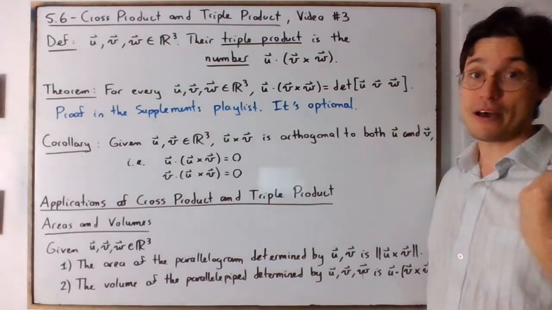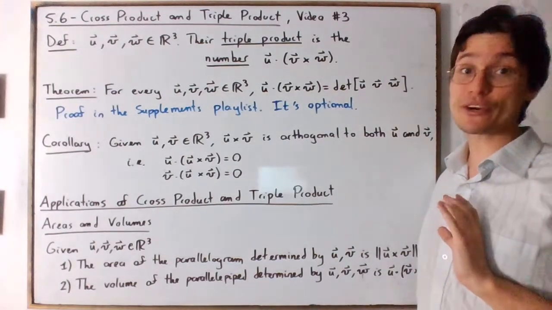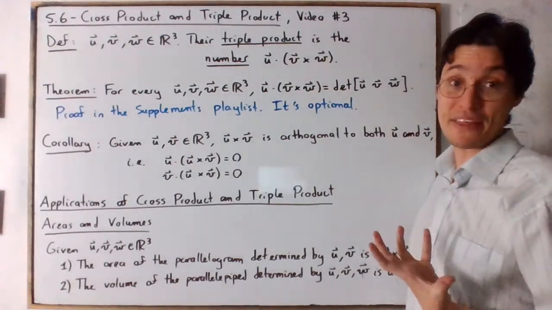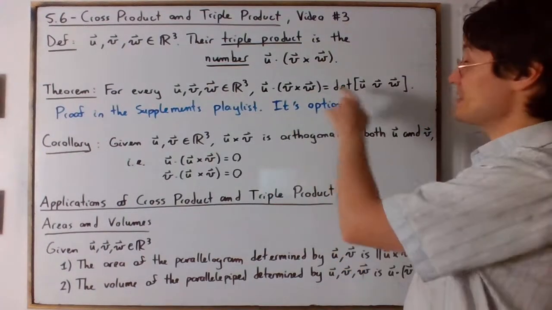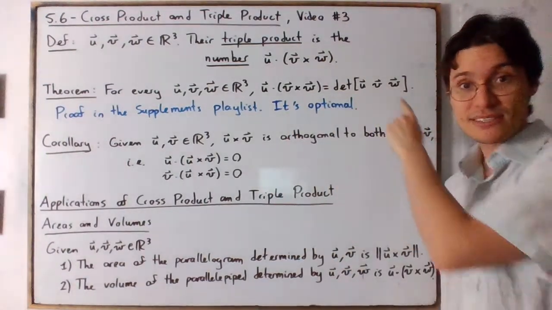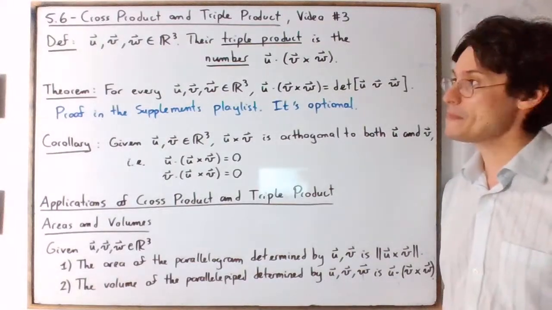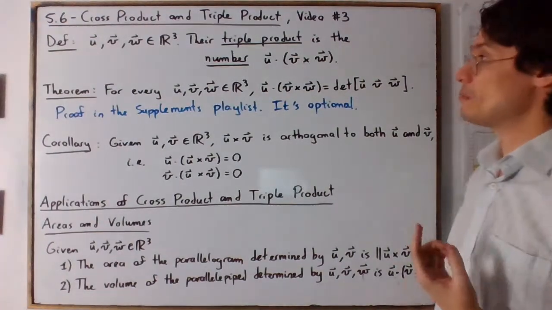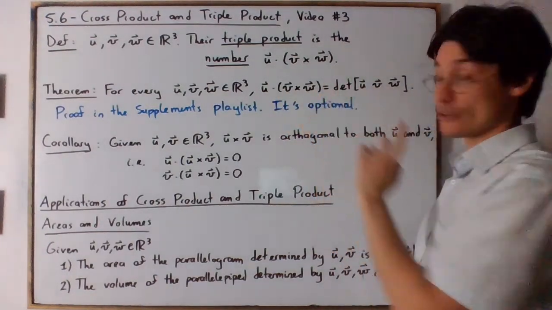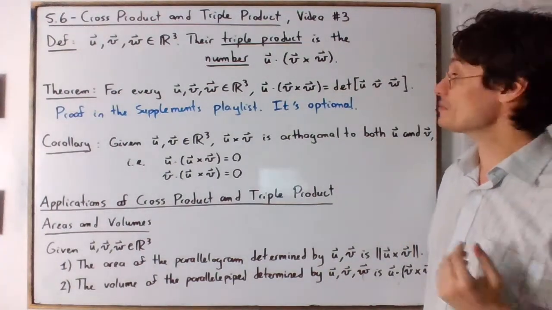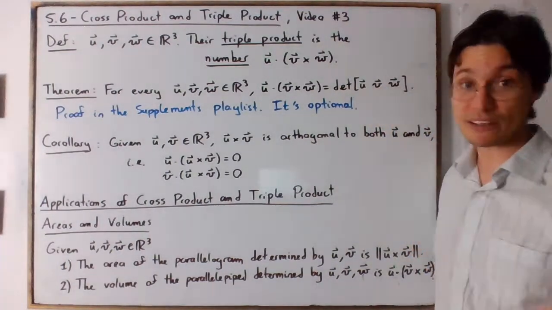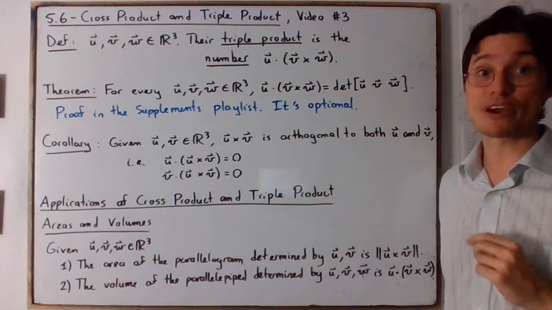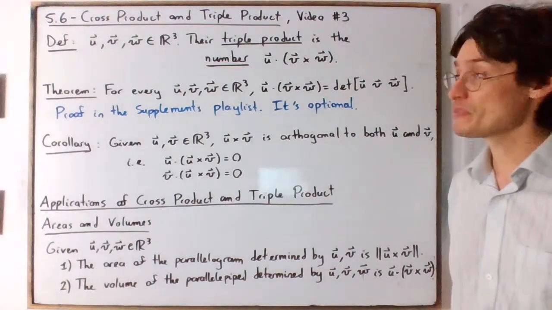And so you know how the dot product and the cross product look like. But the nice thing about putting them all together is that you end up with the determinant of the three vectors when you put them as columns. The proof is in the supplements playlist. It is optional. You don't have to watch it. But know that if you're doing a scalar triple product, the only thing you really need to do is to put the three vectors in a determinant and you calculate the determinant. That's it. By the way, it's with this formula that the cross product was invented.